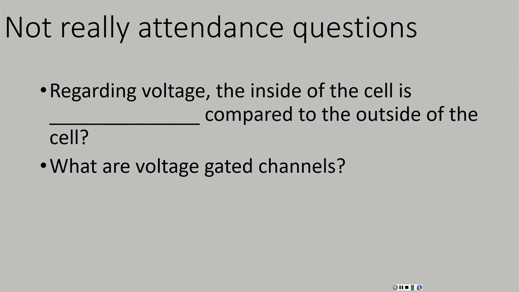And let's see if we came up with the right answer. Both of these actually came from way back in chapter 3 when we were talking about the membrane of the cell, the plasma membrane. And we're going to be talking about these quite extensively today. Regarding voltage, the inside of the cell is more negative compared to the outside of the cell. And what are voltage-gated channels? They were special proteins that opened and closed in response to changes in voltage.